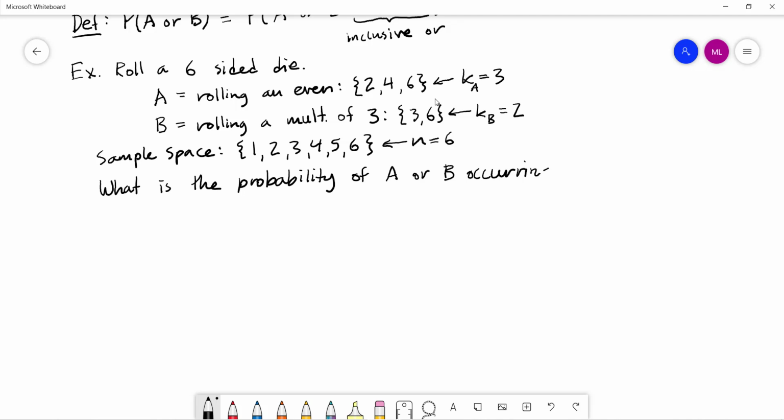I think that's too many R's. Occurring, just one R maybe? Yeah, it looks slightly better.